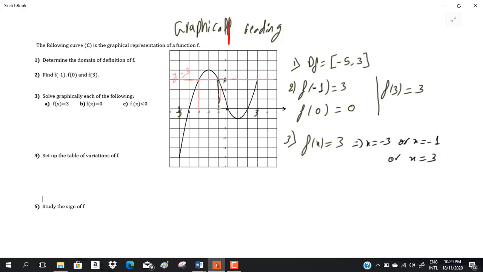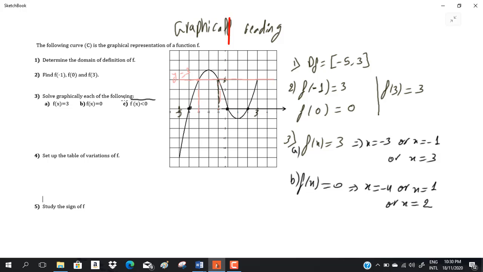Second example, part B. F of x equals 0. We have to draw the line of equation y equals 0, which is the x-axis. It cuts the curve at -4, 1, or 2. So x equals -4, or x equals 1, or x equals 2.